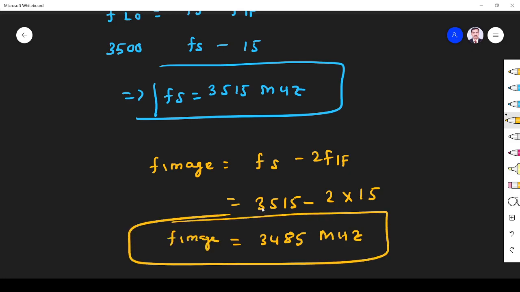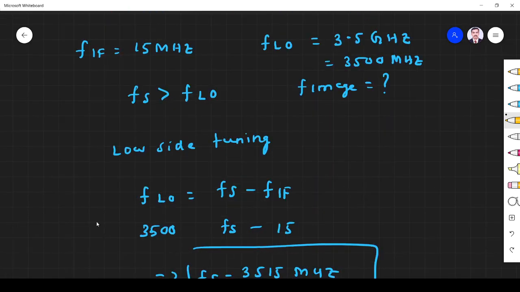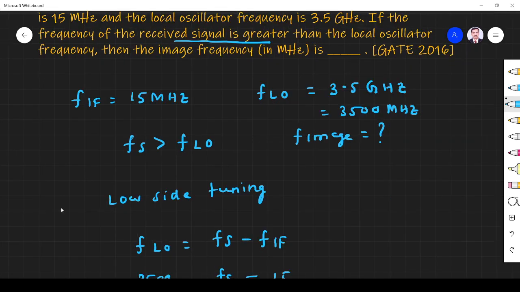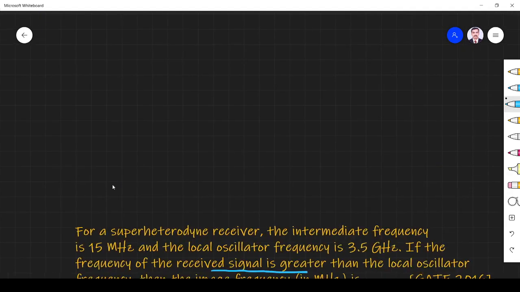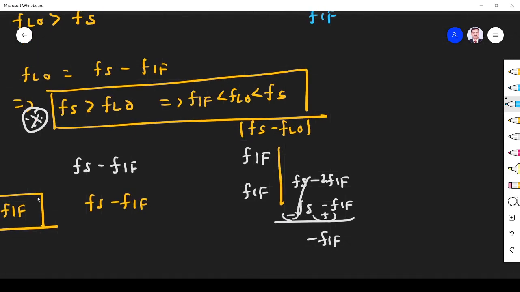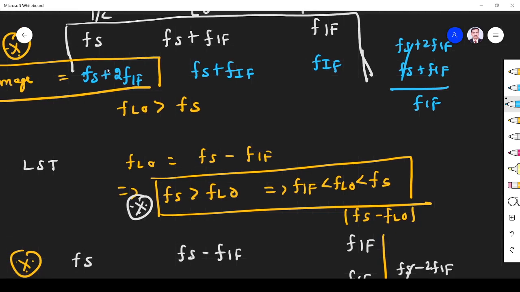So the thing is, you have to see the question properly, right? Kindly give attention to the condition. Normally they won't give this condition. If they give it, we must be very careful. The mistake we normally make is we always prefer high side tuning, and by using Fs greater, we use this formula, but that should not be the case. We must watch the question carefully, then solve the problem like this.